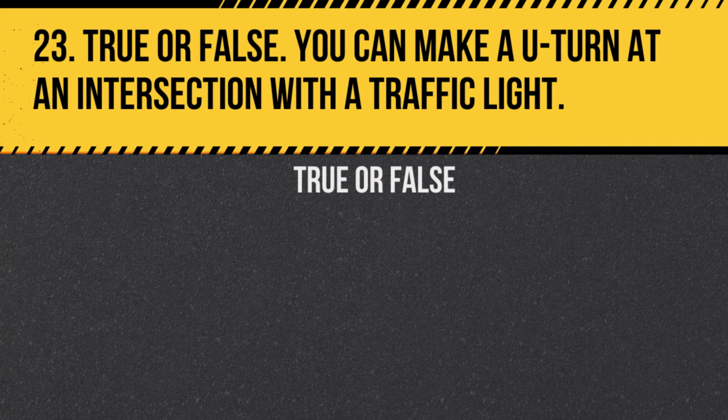Question 23. True or false? You can make a U-turn at an intersection with a traffic light. Answer: False. U-turns at intersections with traffic lights are typically prohibited unless a sign specifically allows it.